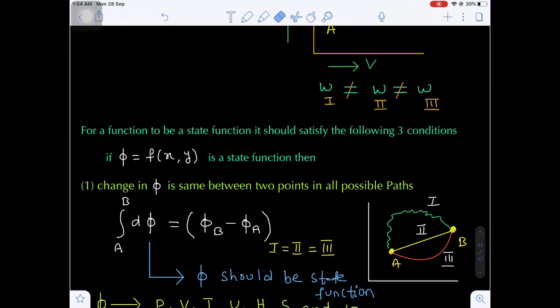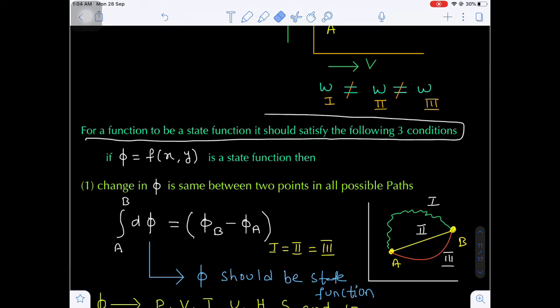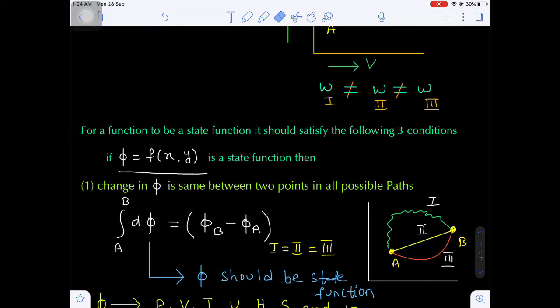Now, what are the conditions for a function to be a state function? How to know whether a given function is a state function or a path function? For a function to be a state function, it should satisfy the following three conditions. These conditions are very important regarding the state function. Let's suppose I am using one function, phi. Phi is a function of x and y. Let's suppose it is a state function, that is, a path independent function.